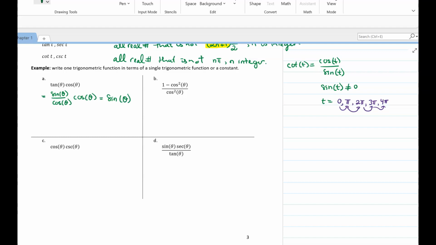In the next one, there's really nothing that immediately jumps out at me. However, if you look at the numerator, we have 1 minus cosine squared of theta. Recall the Pythagorean identity that involves a square and 1: sine squared of theta plus cosine squared of theta equals 1. So sine squared of theta is actually 1 minus cosine squared of theta. This means I can rewrite the numerator as sine squared of theta, divided by cosine squared of theta. Well, this is tangent squared of theta.